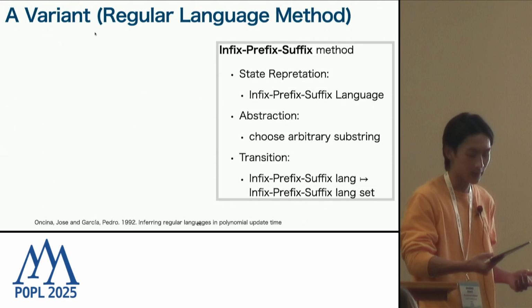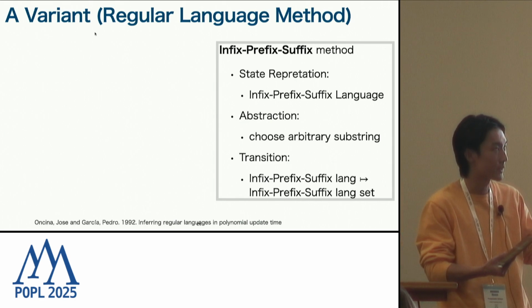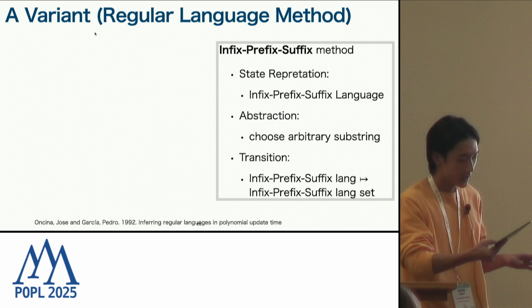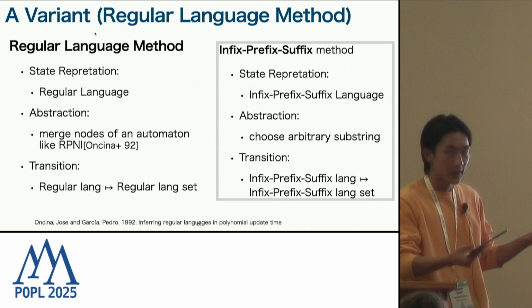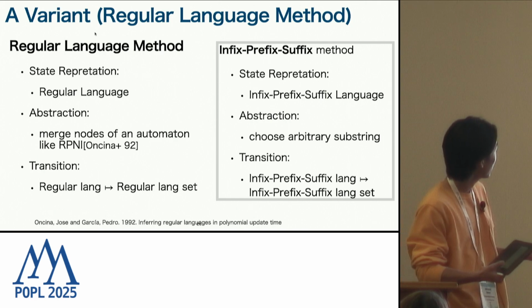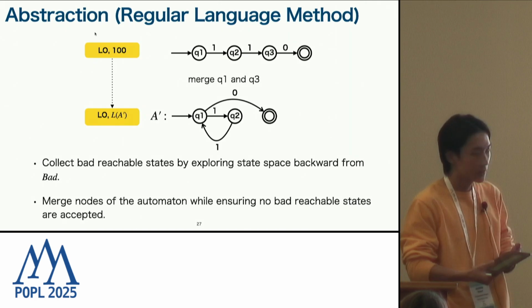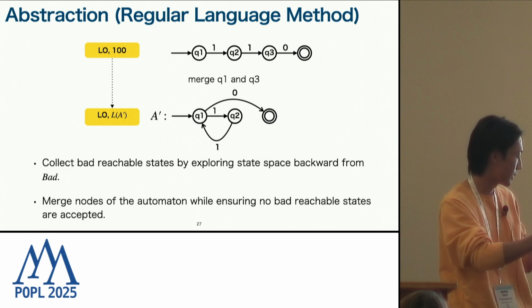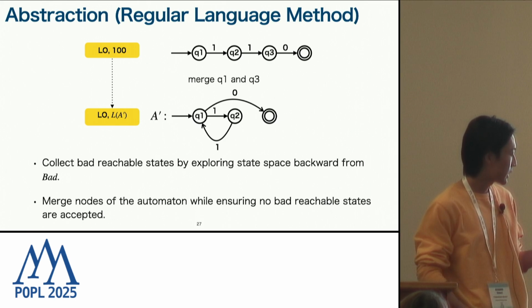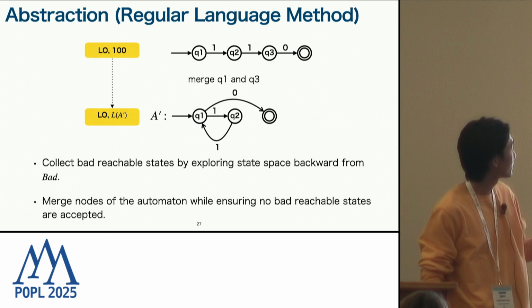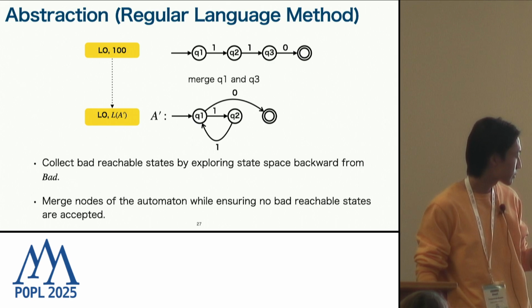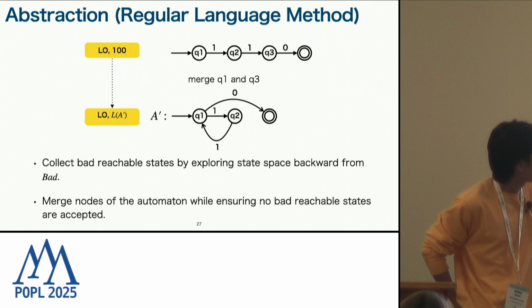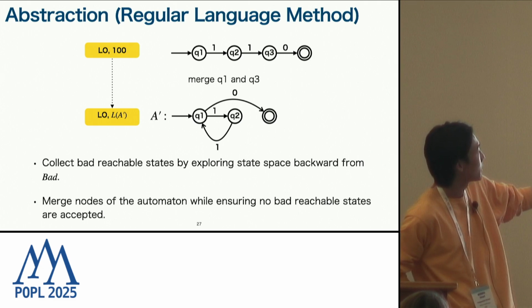This is the infix prefix suffix method, and we have a variant called the regular language method. In this method, we represent the state as an automaton. To abstract a node, we merge the nodes of the NFA, the automaton. In this example, we make a straight line automaton corresponding to the root node, and by merging several nodes, in this example Q1 and Q3, we can make an abstracted node.